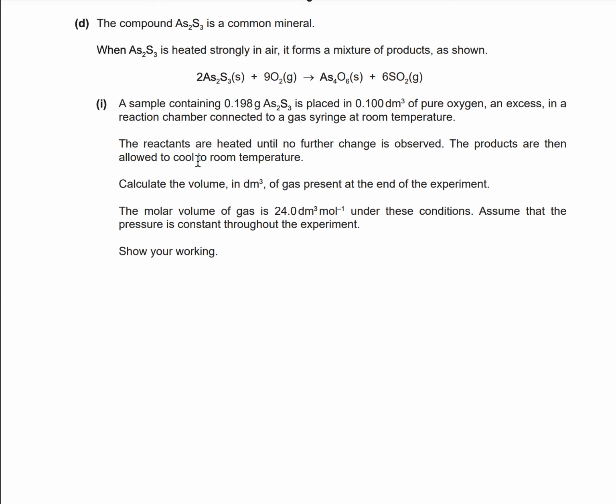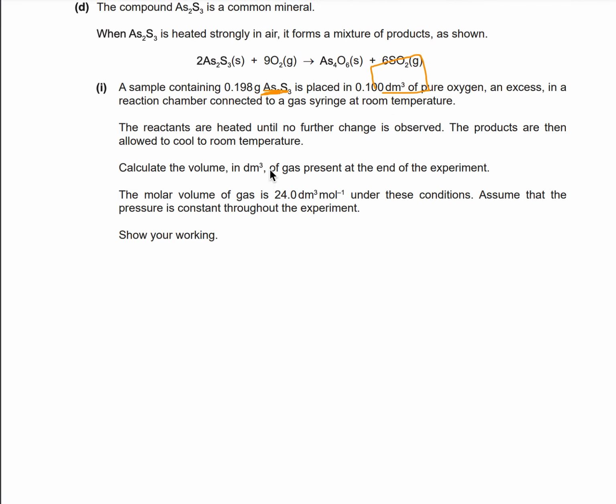So what do we need to find the volume of? We need to find the volume of the gas present at the end of the experiment, of this one, and which one? Maybe some of the oxygen did not react fully, so maybe this or maybe not. We'll have to see about that. Now over here, let's see how many marks. Okay, it's 4 marks, which means it's a lengthy process.